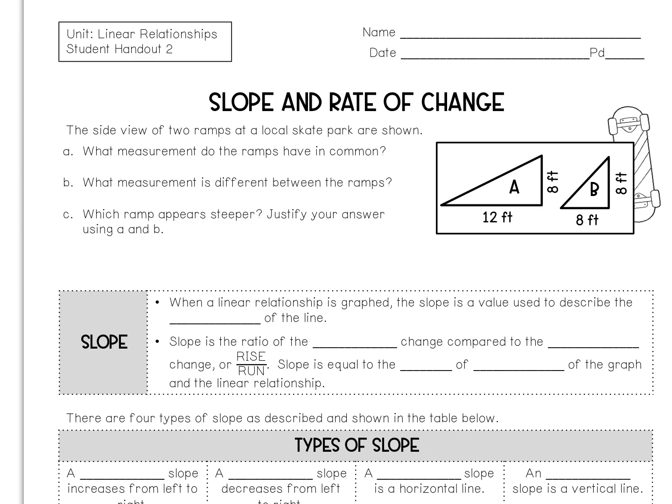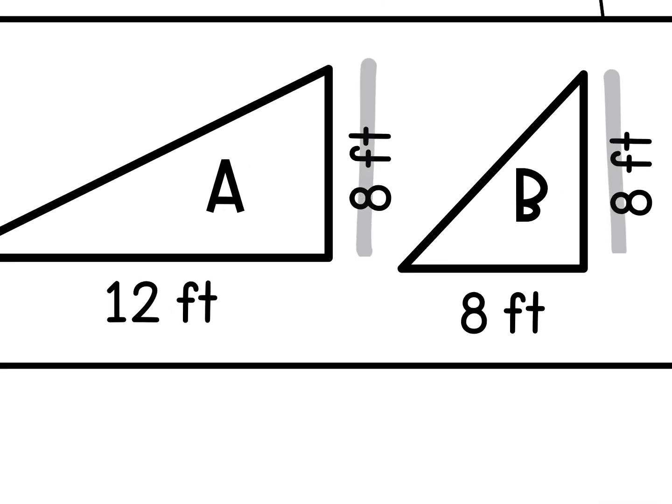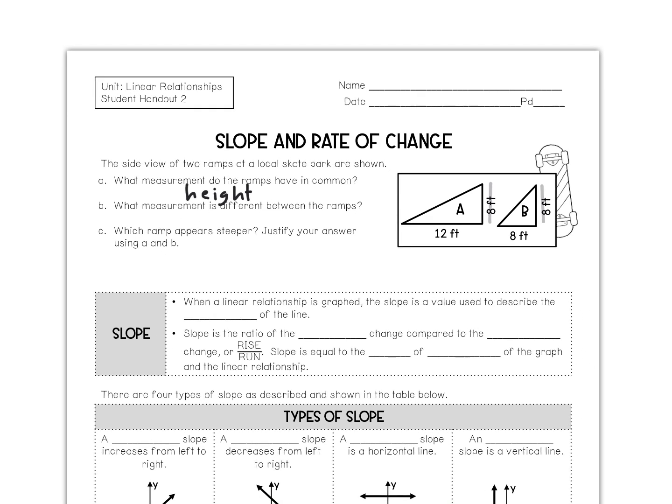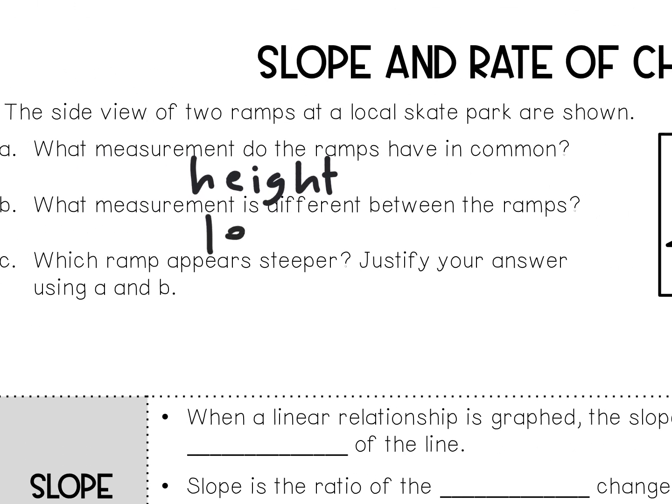Slope and rate of change. So these two triangles off to the side, what measurement do they have in common? Which would be what, though, as far as measuring? The height. Right? It's the height of the two triangles. What measurement do they have that is different? The length or the width, whatever you want to call it. I'm going to say length.